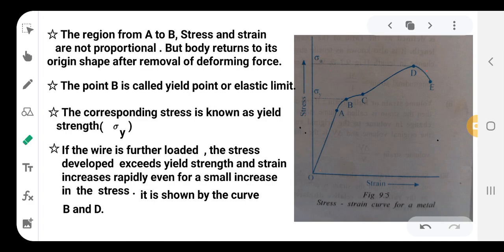From B to C, it is stretched still more. From C to D, it is a permanent set. It will not come back to its original shape. It has lost its shape, and with still more increase, sigma U is the ultimate strength of the wire. Still more increase in the stress will break the wire. It reaches a point E, and it is known as the fracture point.